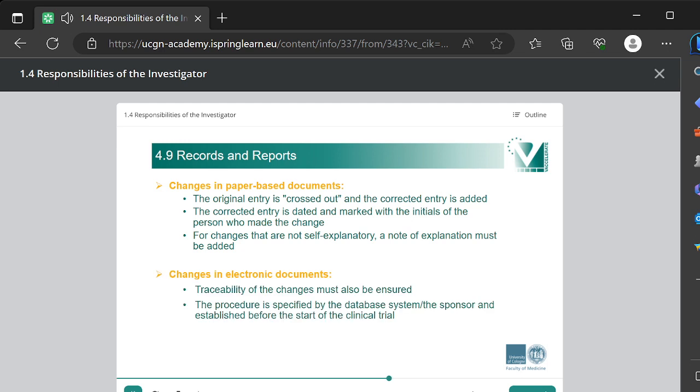In case these changes have to be done in electronic-based documents, applied changes need to be traceable. The procedure has to be specified by the database system or the sponsor and, of course, needs to be established prior to the start of the clinical trial.